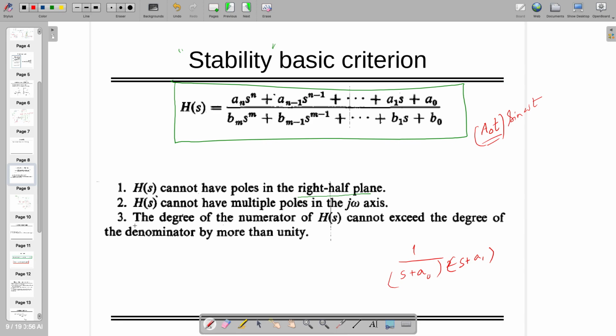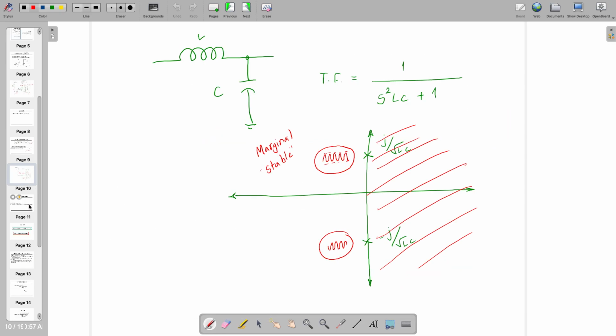And one more thing, the degree of the numerator cannot exceed the degree of the denominator by more than unity. So zeros have to be fewer than poles. If they are more, then you cannot design it. Actually, you can design it, but it's not possible in our course. In DSP, it's possible. We will learn something called finite impulse response, FIR filters. You can design it, right? But for this case, it's not possible. What we are designing for that, it's not possible.